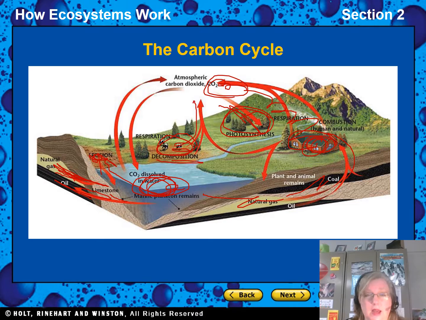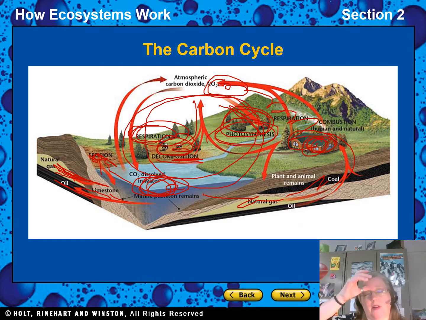And look, this says decomposition. When something dies, it breaks down into the soil and adds the carbon. This is respiration, breathing in and breathing out carbon dioxide, and photosynthesis, taking in carbon dioxide. Those are the primary drivers: respiration and photosynthesis, which we learned about at the beginning of last section, when we focused really hard on them. Those are the key drivers of the carbon cycle.